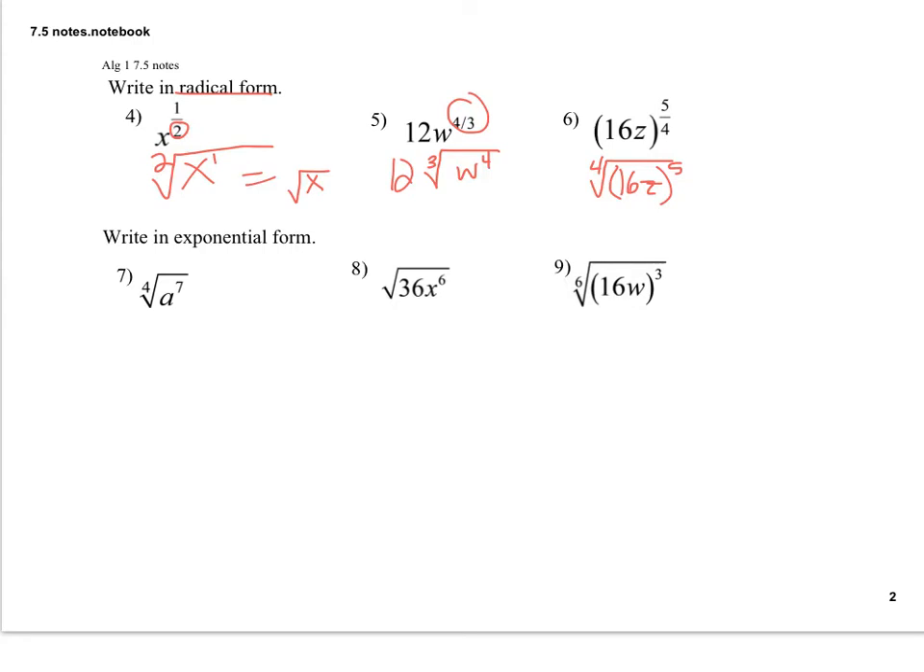And then in number 7 through 9, we're going to basically be going back the other direction. So number 7 would be a raised to the 7/4 power. All right. Number 8 would be 36x raised to the, and actually I'm gonna slow down just a little bit because in order to raise that one to the power that I need to actually simplify that 36.